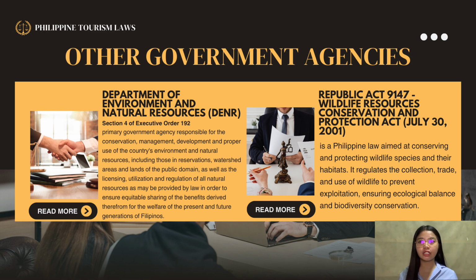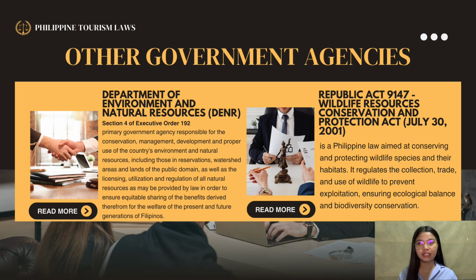The DENR's mission is to be the dynamic force behind people's initiatives in the protection, conservation, development, and management of the environment through strategic alliances and partnerships, relevant policies and programs, and appropriate information technology towards sustainable development. Next is Republic Act 9147, or the Wildlife Resources Conservation and Protection Act, of July 30, 2001. It is a Philippine law aimed at conserving and protecting wildlife species and their habitats. It regulates the collection, trade, and use of wildlife to prevent exploitation, ensuring ecological balance and biodiversity conservation.